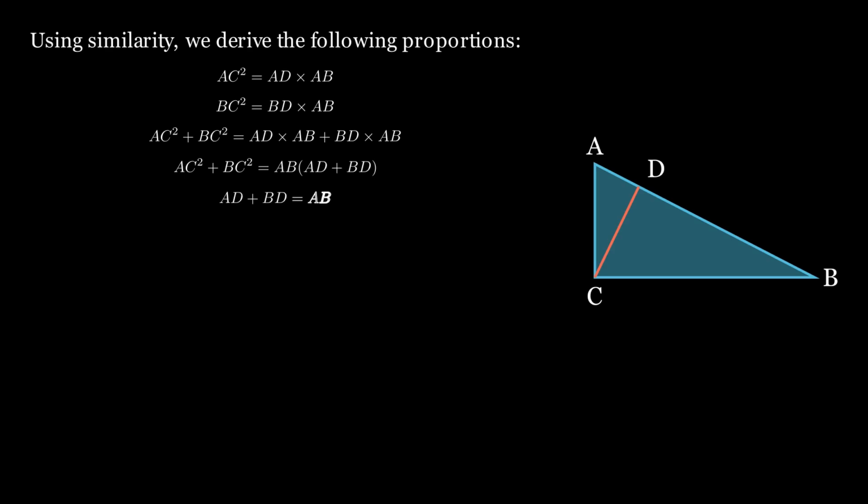Since AD plus BD equals AB, we simplify to the sum of the squares of AC and BC equals the square of AB. This confirms the Pythagorean theorem.